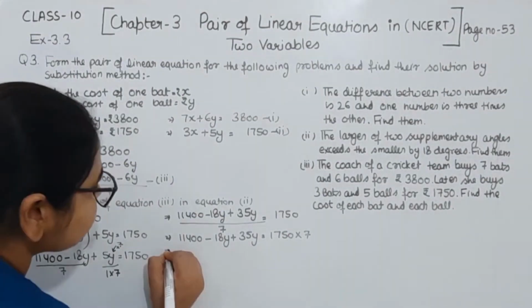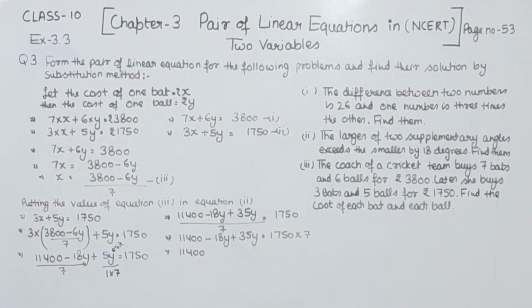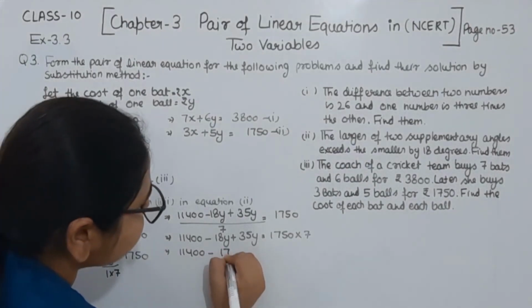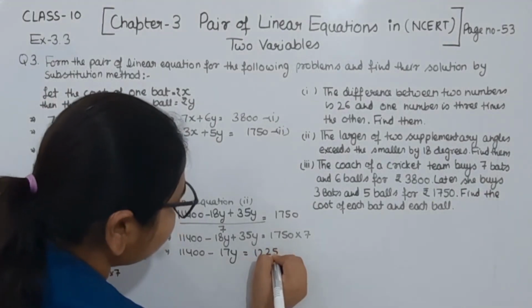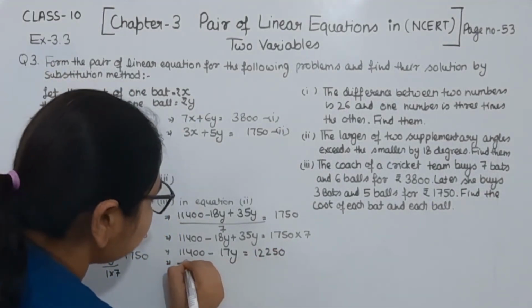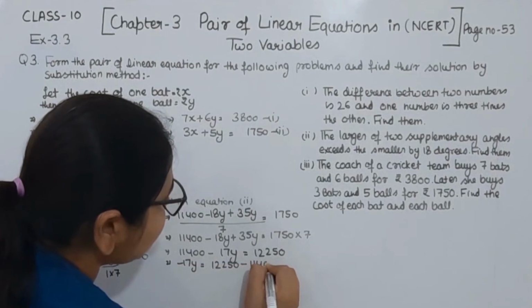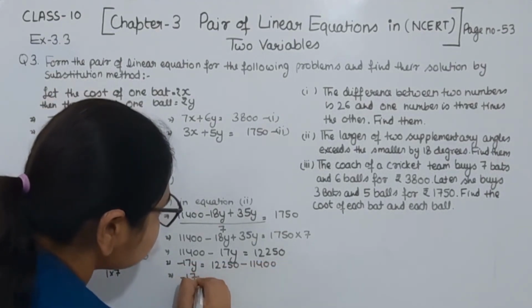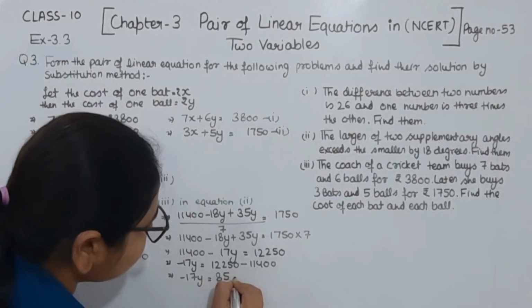So I write here, minus 18y plus 35y, which gives us minus 17y, and 1750 multiplied by 7 equals 12,250. Now we are going to transpose this. We have minus 17y equal to 12,250 minus 11,400, which is equal to 850.